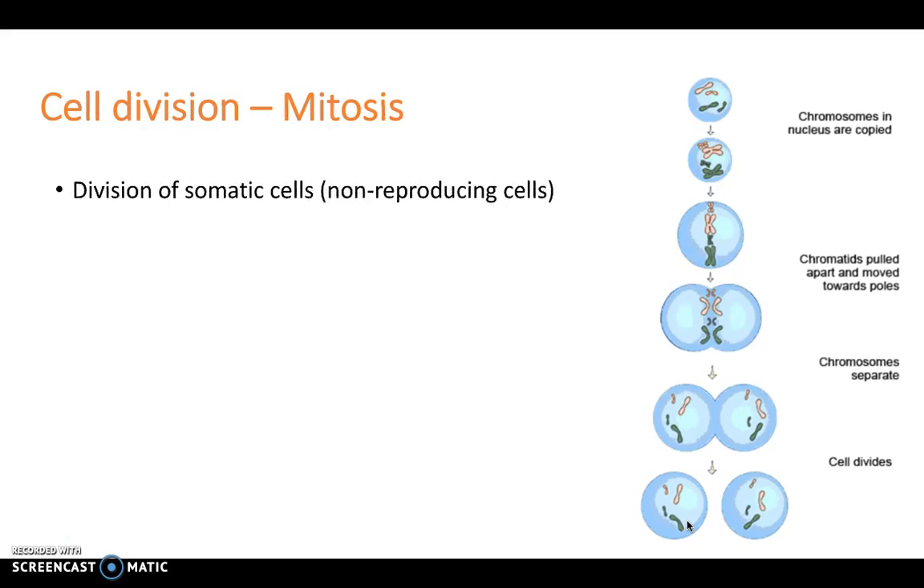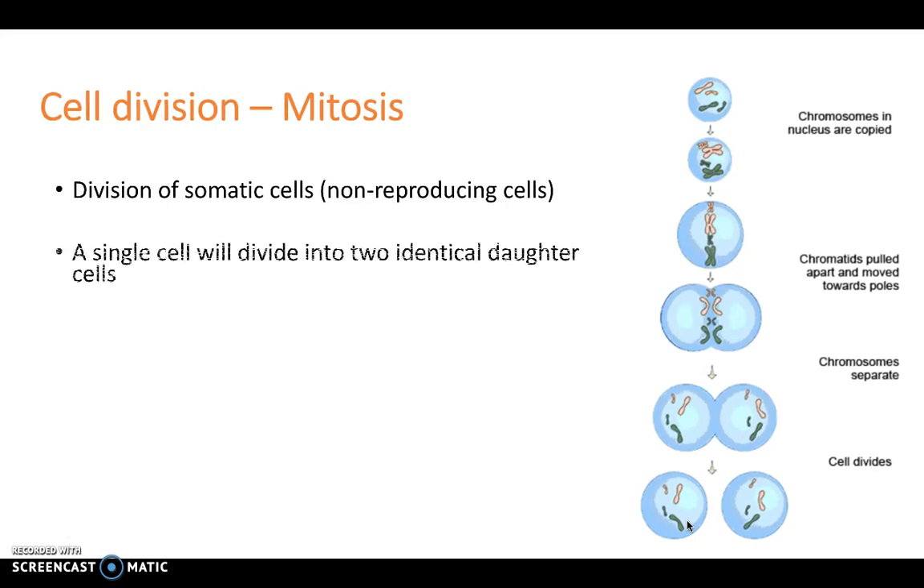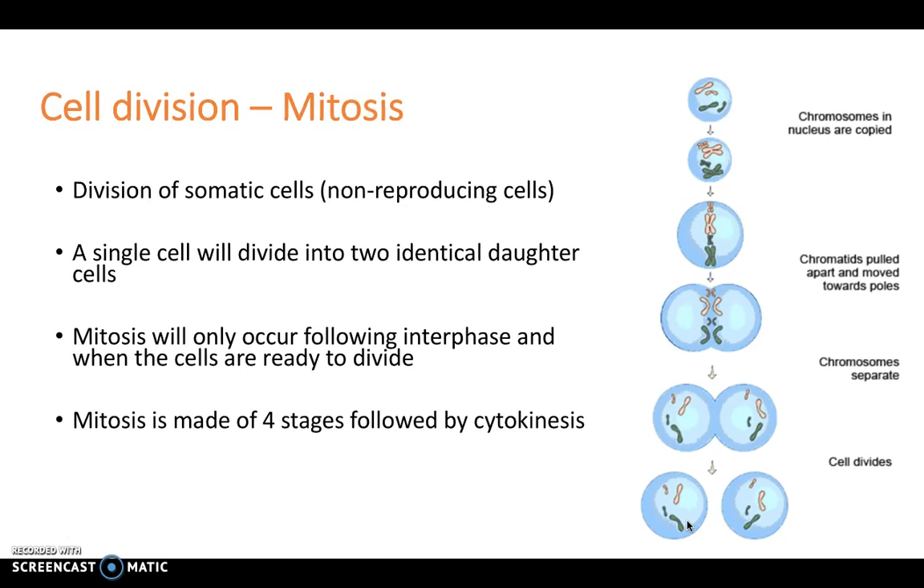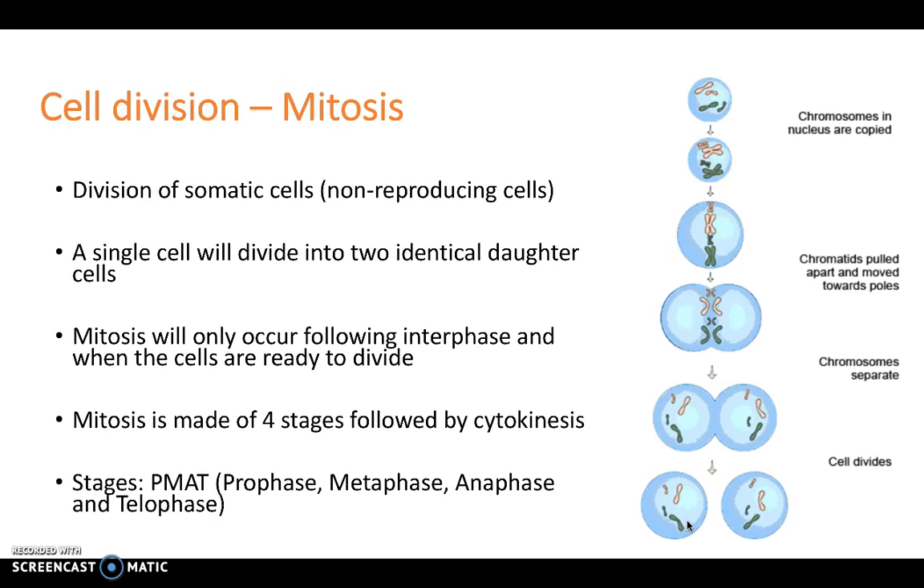And mitosis, therefore, is the division of somatic cells, in other words, our non-reproducing cells. And the 2 daughter cells will be identical. So mitosis will only occur following interphase and when the cells are ready to divide, and it's made up of 4 stages followed by cytokinesis. And remember, cytokinesis is the splitting of the cytoplasm at the end. The 4 stages are prophase, metaphase, anaphase and telophase, and can be remembered by this PMAT.